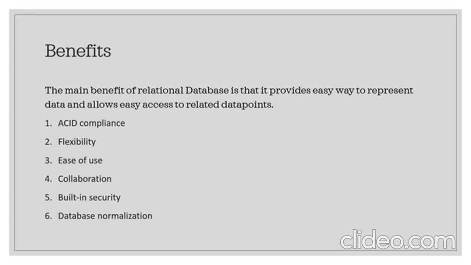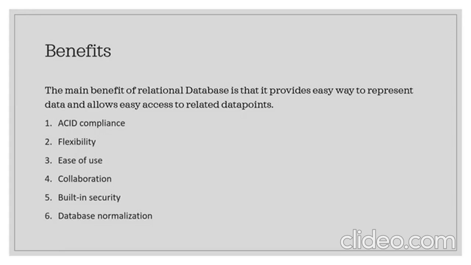As for collaboration, multiple people can operate and access data simultaneously. Built-in locking prevents simultaneous access to the data when it's being updated. When we discuss security in a relational database, role-based security ensures that data access is limited to specific users. And as for database normalization, relational databases employ a design technique known as normalization that reduces data redundancy and improves data integrity.